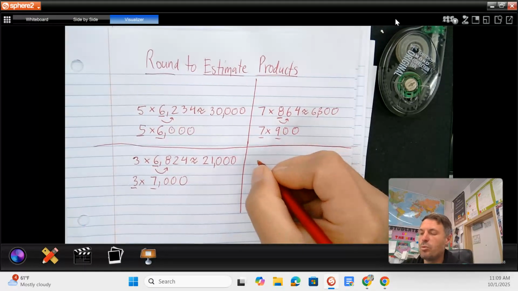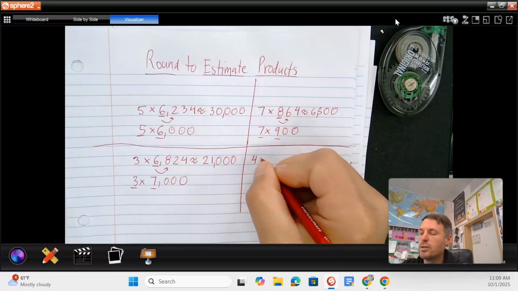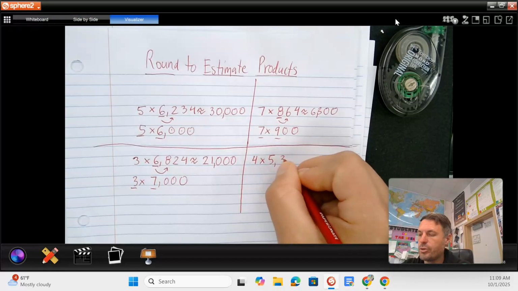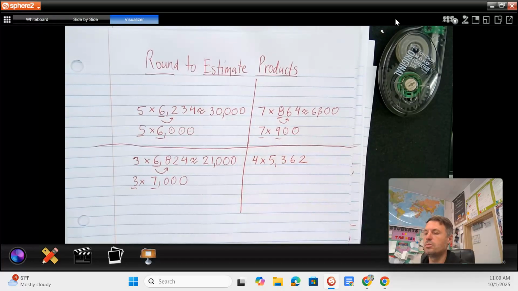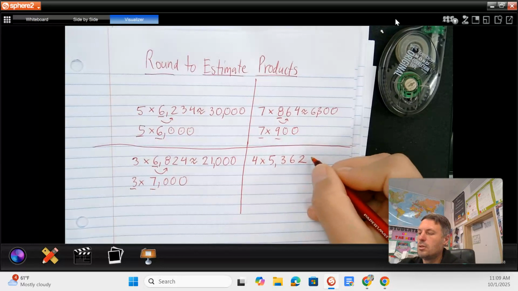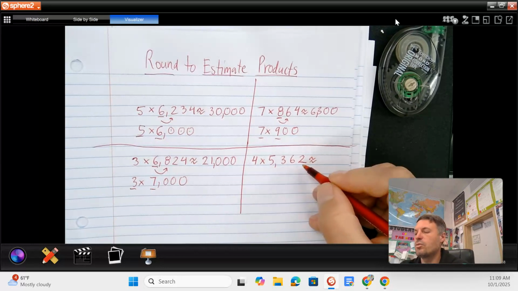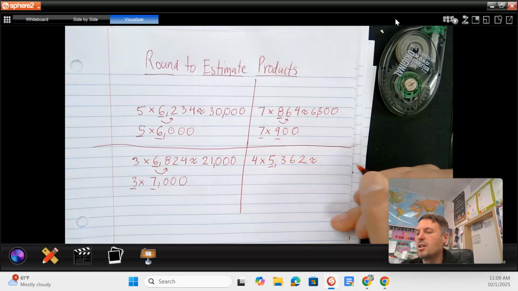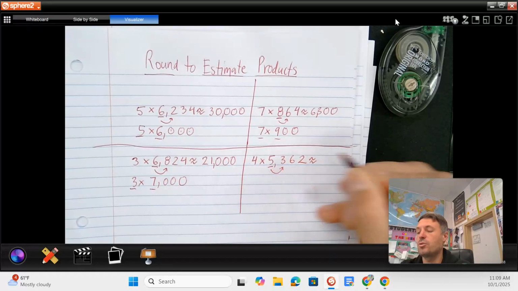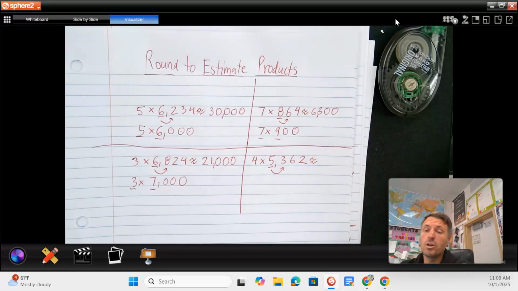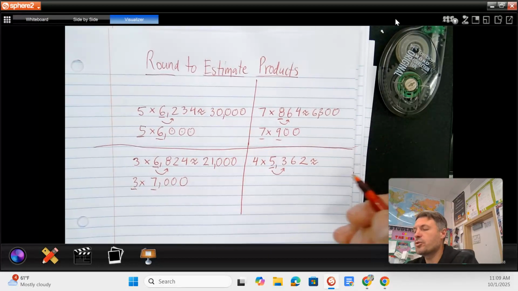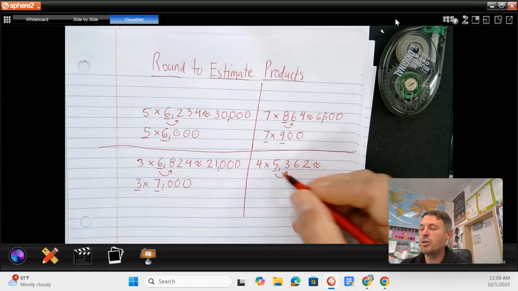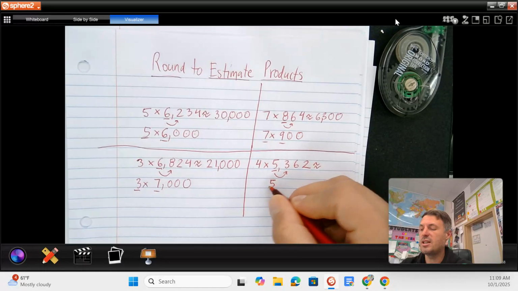Let's do another example. Let's say we have 4 times 5,362. Well, to find an estimate, we just need to round 5,362 to the greatest place value position, so that's to the thousands place. So the 5 asks the 3 for a raise. Remember, 4 or less, let it rest. 5 or more, up the score. So since 3 is less than 5, he's 4 or less. He says no to the 5, so the 5 stays the same.